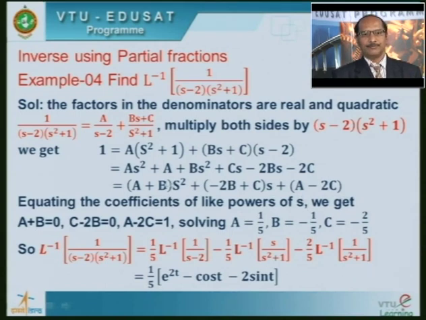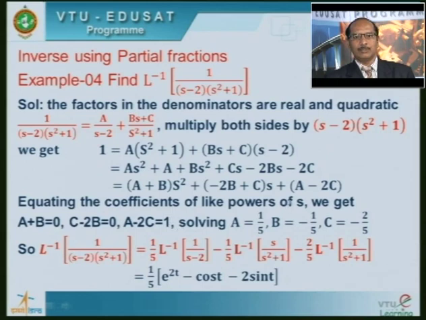After doing this, we now equate the coefficients of like powers of s on both sides, comparing the s square coefficients on the left hand side and right hand side. On the left hand side there is only the single term 1, with no s square term and no s term, so the coefficient of s square is 0. On the right hand side a plus b is equal to 0, this is one equation. Similarly, comparing the coefficients of s on both sides, the s term is absent on the left, so 0 is equal to minus 2b plus c, that is c minus 2b equal to 0. Now there is a constant term on the left hand side, that is 1.